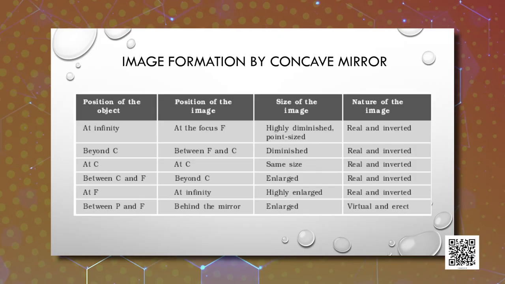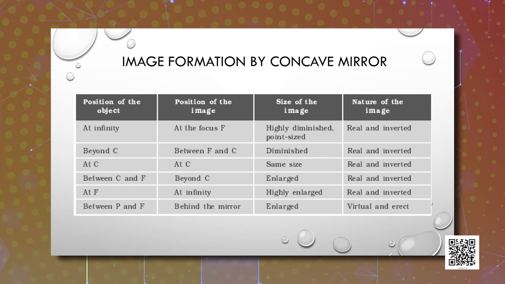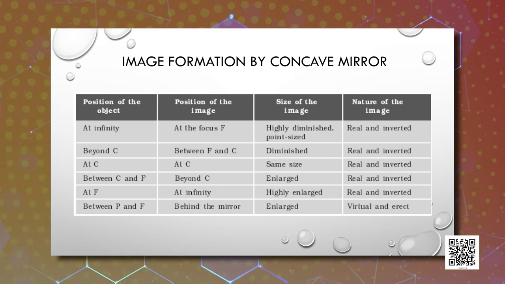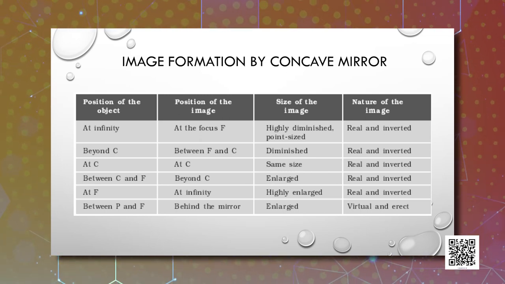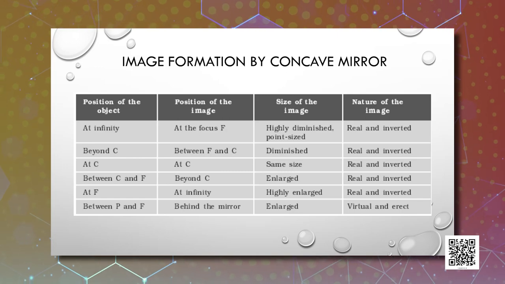Here, we will consider a ray starting from the object incident obliquely on the concave mirror, making an angle I with the principal axis. This ray will get reflected, making an equal angle R with the principal axis. Another ray could be considered to be the ray which is passing through the center of curvature. The surprising fact is that these two rays would have to be produced along the opposite side in order to form an image.